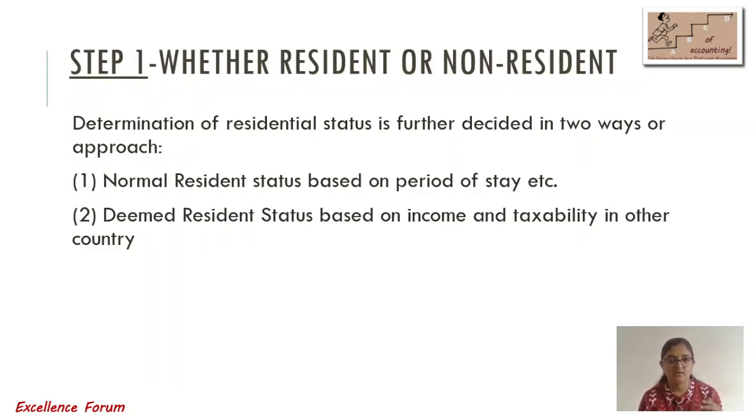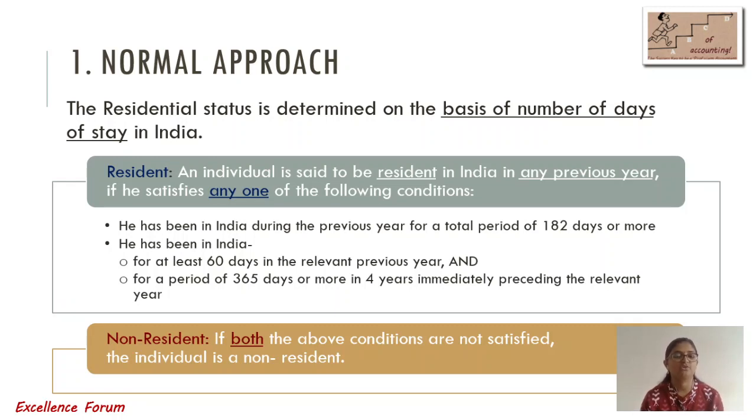Now, as we saw, there are two approaches. The first is normal approach, which is simply based on the period of stay in India. But the second is deemed approach, which is based on his income and taxability in other countries. So, first with the normal approach, an individual is said to be a resident in India in any previous year if he satisfies any one of the following conditions. Now, there are two things to understand here. Any previous year means this status is applicable only to a particular previous year. It is not a perpetual status. It can change from one previous year to another year, right?